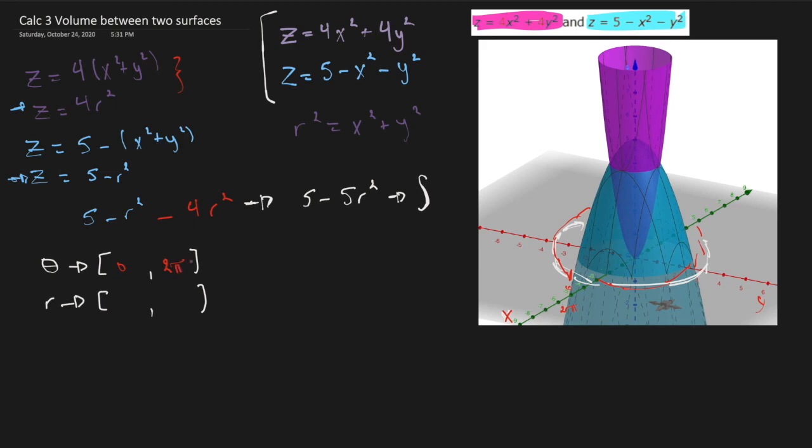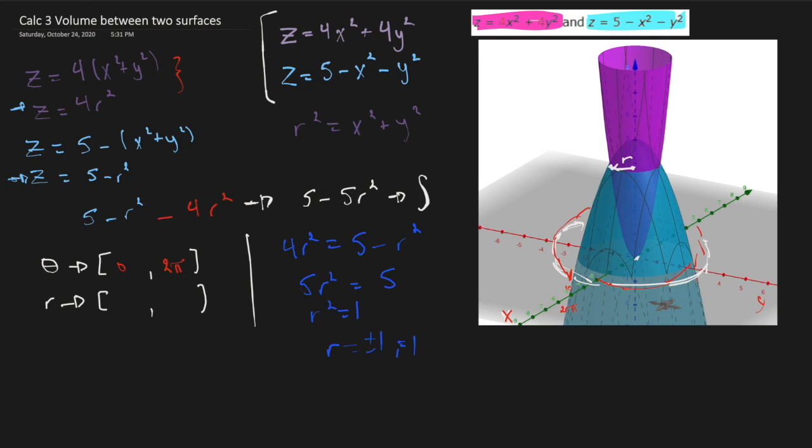What is our radius going from? Well, we see our radius is starting at this 0, and it's going to keep increasing up until this point. So our radius is going to go from 0 to this r. And we can solve it by setting these functions equal to each other. So let's use the polar ones. We're going to say 4r squared is equal to 5 minus r squared. So we're going to add r squared to both sides. We're going to have 5r squared equals 5, and then r squared equals 1. So r equals plus or minus 1. But radius can never be negative, so it's 1.